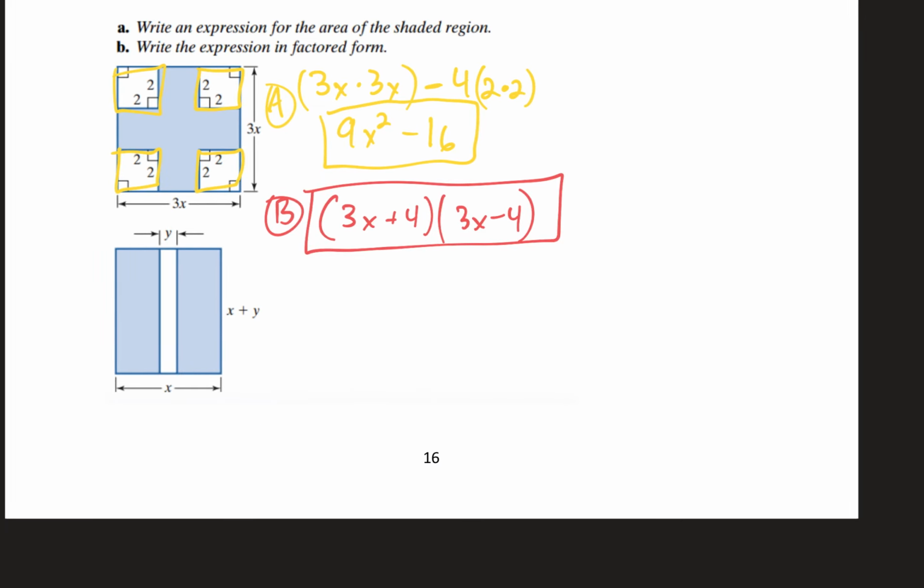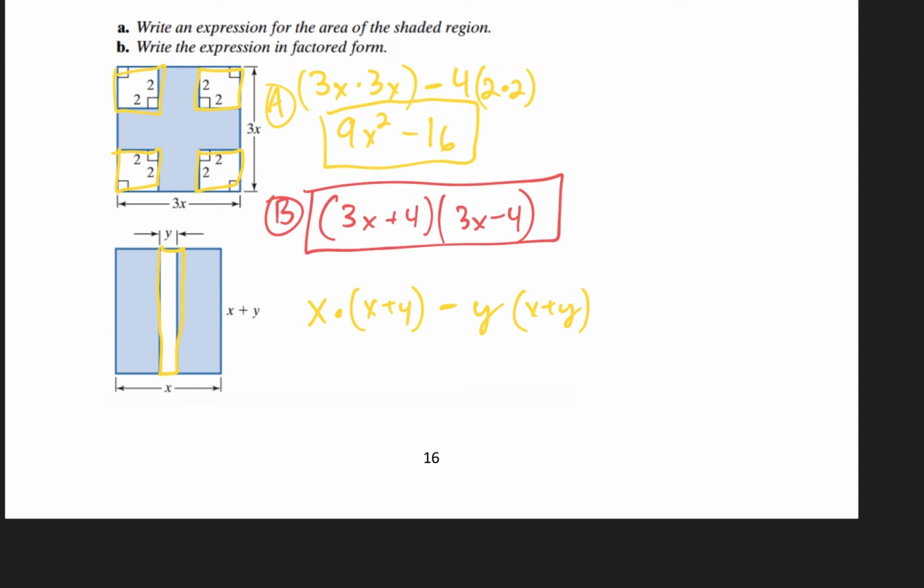Taking a look down here at this one here, again, I want to multiply the base times the height to get the area. And then when I do that, I'm going to subtract out the rectangle in the middle, so I'm left with the area of the shaded region. So the base is x, the height is y plus x, or x plus y. So I need to multiply x times x plus y. And then I'm going to subtract the area here, which has a base of y and a height of x plus y.